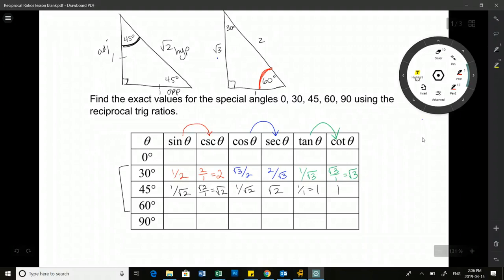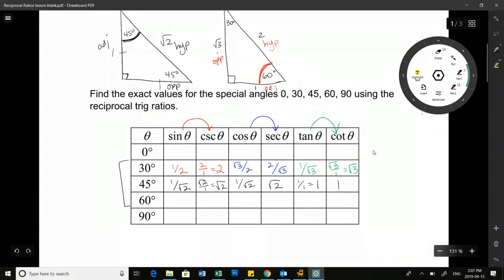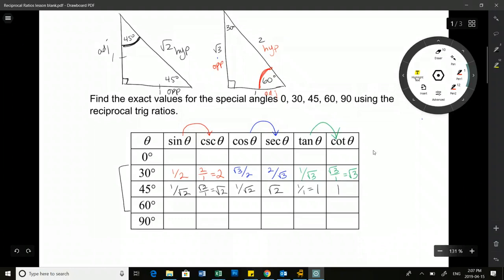Okay, the next one we're going to do is 60. So I'm going to label the sides of my triangle adjacent, opposite, and hypotenuse based on that 60. And then I'm using SOHCAHTOA to set these up. And then all I need to do for the reciprocal ratios is just flip. So for cosecant, I will flip the value that I get for sine. So this should be pretty quick if we understand SOHCAHTOA and we know how to use our special triangles. If I'm looking for sine of 60 degrees, I'm doing opposite over hypotenuse, which is root 3 over 2 in our triangle above.